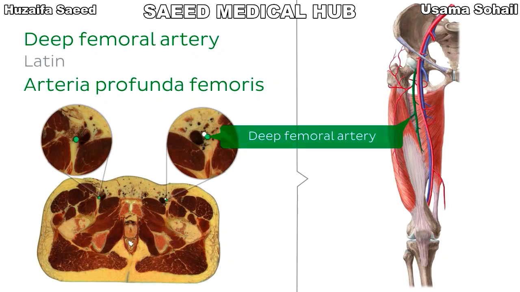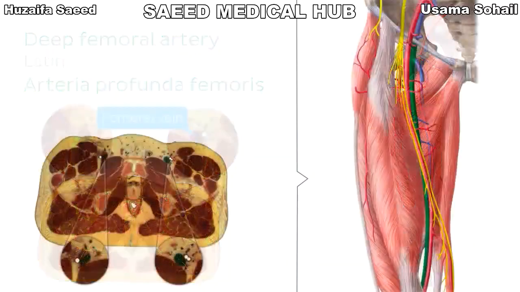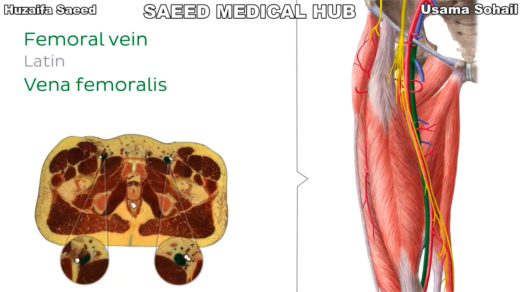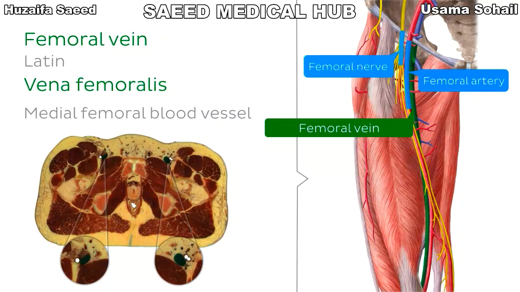In our cross-section to the left, we can see that the deep femoral artery is located more lateral and adjacent to the femoral vein at this level. The femoral vein is the largest of the blood vessels that we will find at this particular level, and since veins lack muscular walls, the femoral vein can appear to have an irregular shape. And of the 2 femoral vessels that we find in this area, the femoral vein is the medial femoral blood vessel that we can see in this cross-section. And looking at the image on the right, we can see that the femoral vein, highlighted in green, is most medial, followed by the femoral artery and then the femoral nerve.